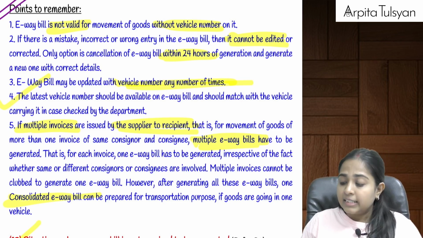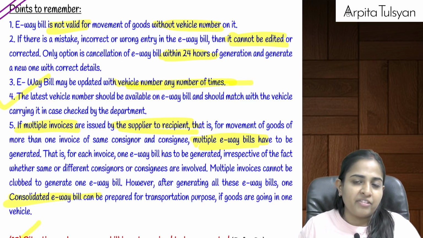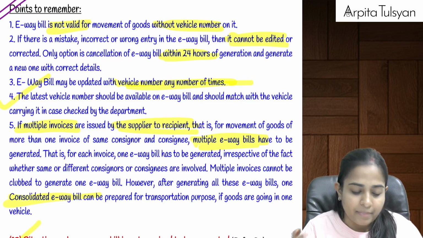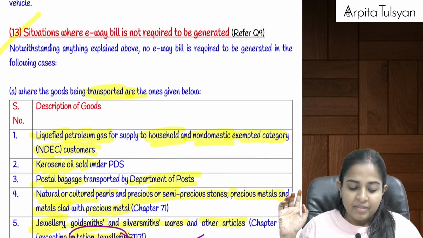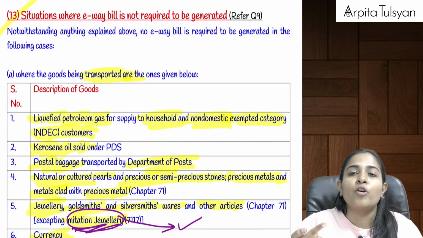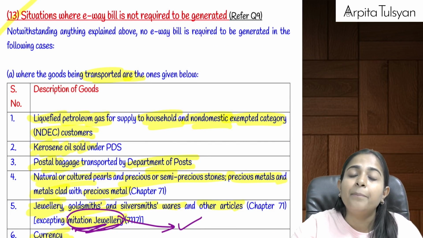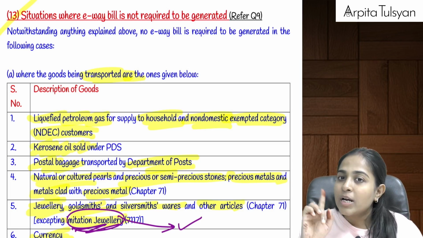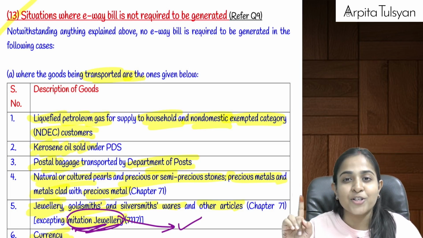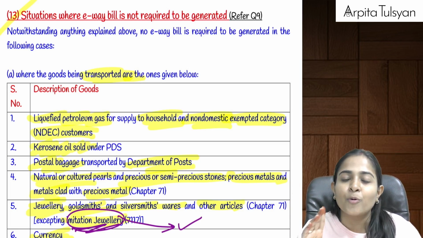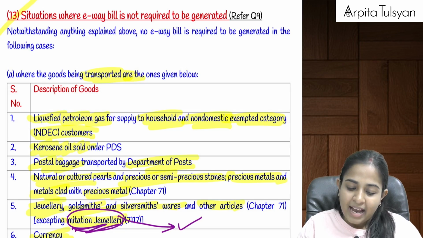Okay, another thing, e-way bill cannot be edited if there is any mistake. It can be cancelled, but it cannot be edited. Are you clear with this? Multiple invoices will require multiple e-way bills. Only exception was bill to ship to. There were 2 invoices, but only 1 e-way bill. Are you clear with this?